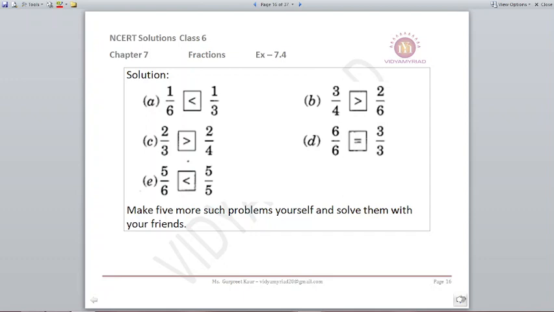Next, 6 upon 6 and 3 upon 3. Both are the same, so we can put the equal to sign. Next, 5 upon 6 and 5 upon 5. In this case, cross multiply. 5 5s are 25, 6 5s are 30. So 25 is smaller, 30 is bigger. So 5 upon 6 is less than 5 upon 5.